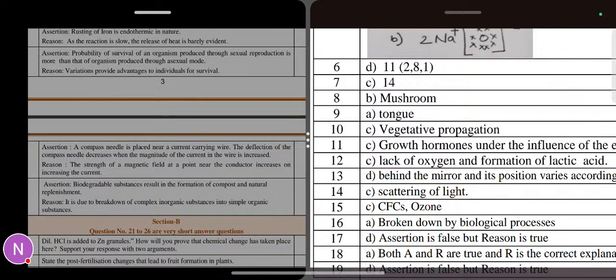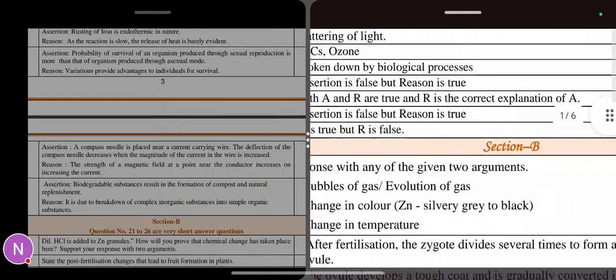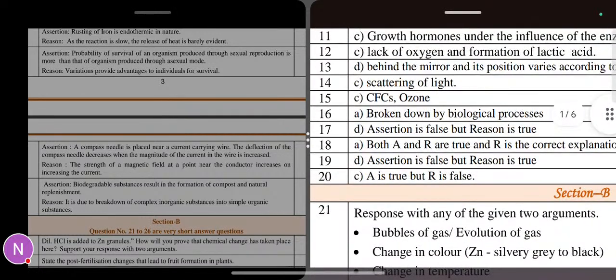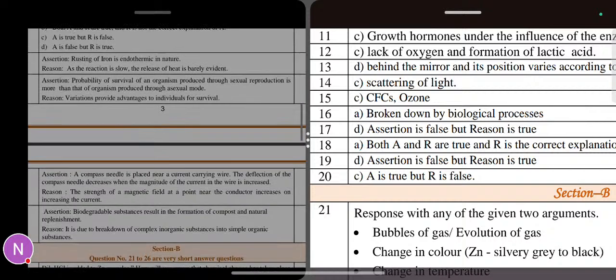19th question. Assertion A: a compass needle is placed near a current carrying wire. The deflection of the compass needle decreases when the magnitude of the current in the wire is increased. Reason: the strength of the magnetic field at a point near the conductor increases on increasing the current. So option D is the correct answer, meaning assertion is false but reason is true.